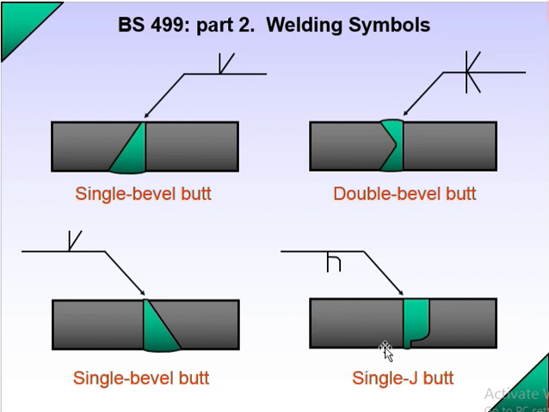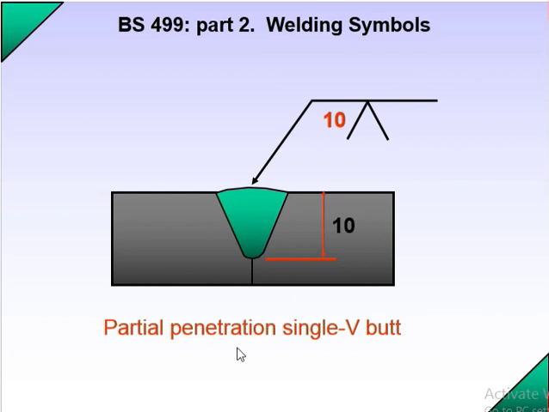And you can see the last one, single J butt. You see the arrow side, this one, the welding there is J butt, so it's above the reference line. It is not like that. It is above the reference line. On the other side there is no welding. So the welding is only on the arrow side. So this is the welding symbol.